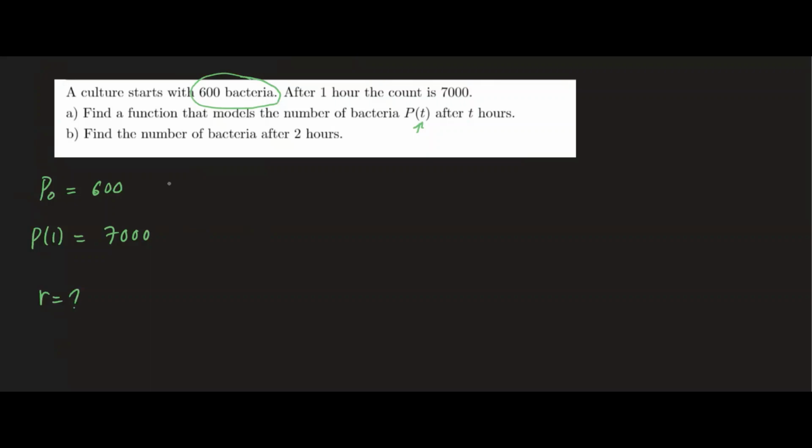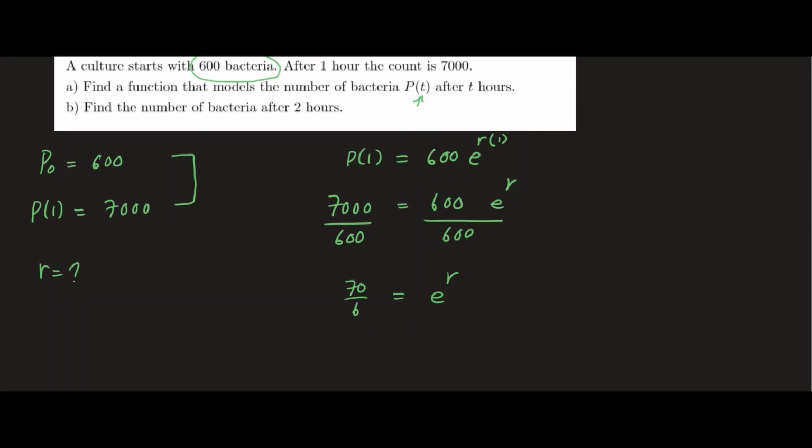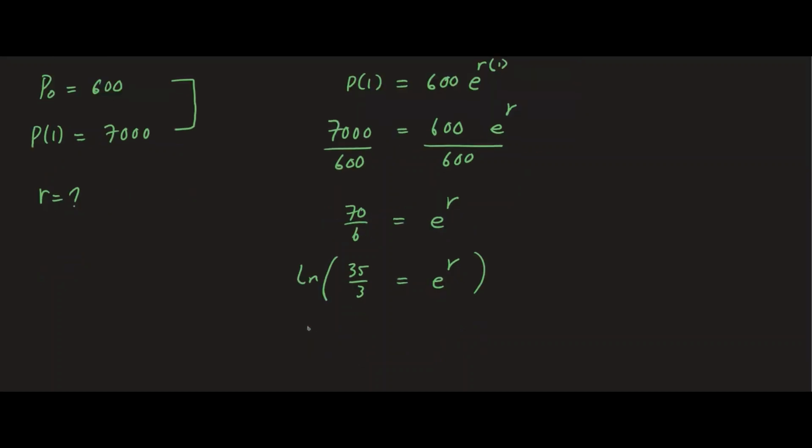So let's go ahead and plug this in. These two pieces of information will help us find R. We know the amount P of 1 is equal to 600 e to the R, which we don't know, but time is 1. But we know the amount, which is 7,000. So we say 7,000 is equal to 600 e to the R, because R times 1 is just R. Now I can divide both sides by 600 to isolate e to the R. So we have 70 over 6 is equal to e to the R. I can simplify that, which gives us 35 over 3 is equal to e to the R. Now to solve for R, let's take the natural log on both sides. We have ln of 35 over 3 is equal to ln of e to the R.